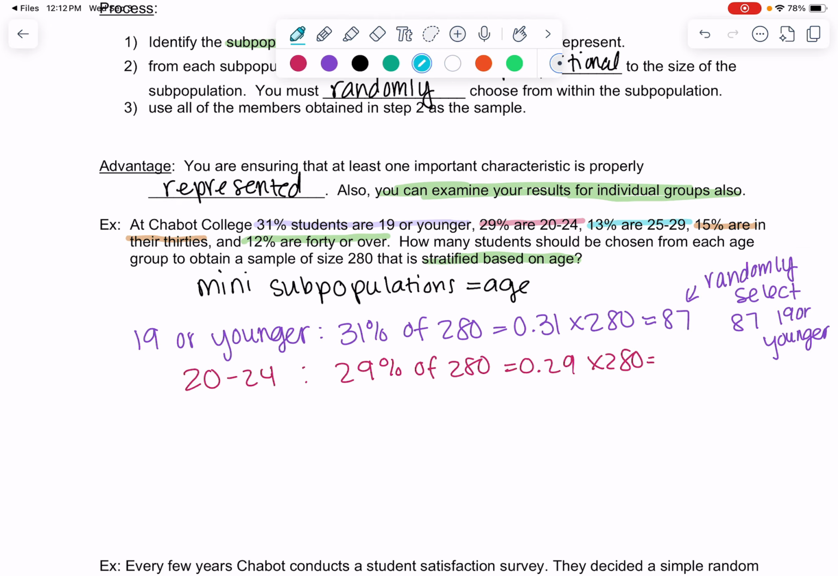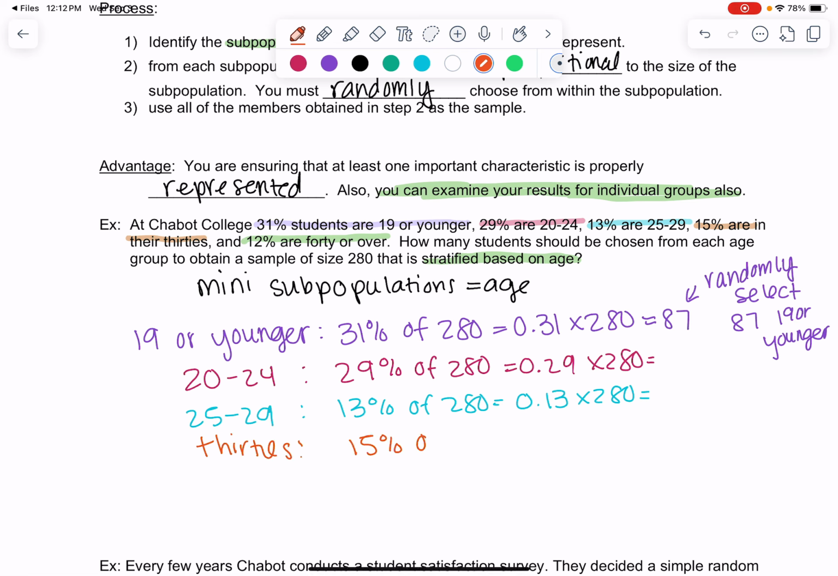For my 25 to 29, it's 13% of Chabot. So 13% of the 280, that's what proportional means. Convert to a decimal and multiply. So again, if you feel confident, pause and give this a try. It's good practice. 30s is 15%. So we convert to a decimal and multiply, and then do the same thing for 40s, and then pull out your calculator if you haven't.